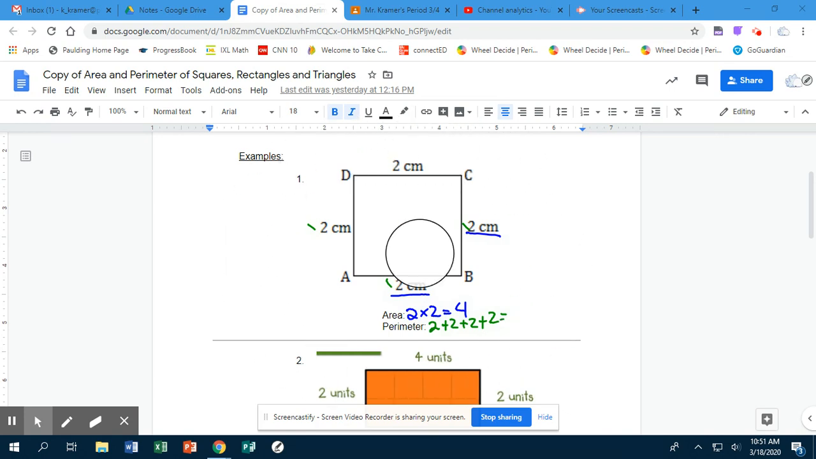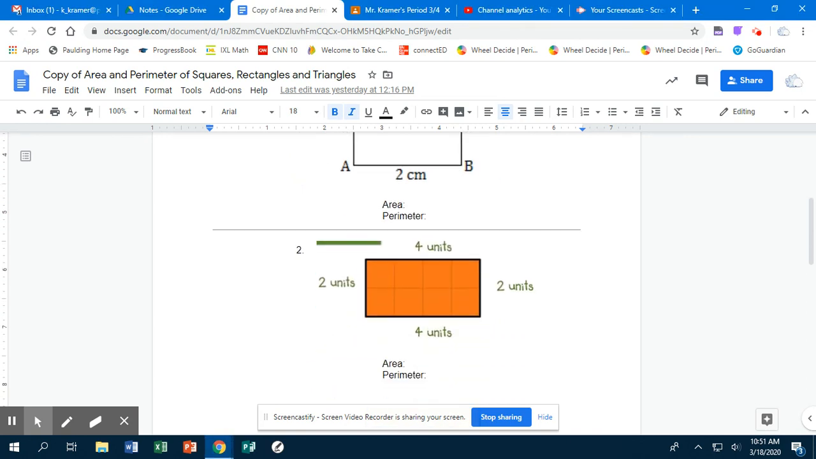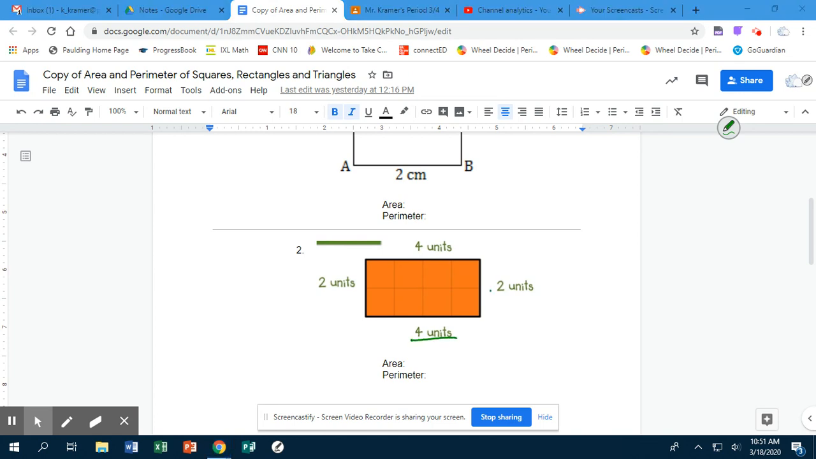We'll do the rectangle just in case anyone needs a little reminder. So we have the base is 4, the height is 2. 4 times 2, that is 8. Add up all your sides for perimeter. 4 plus 2 plus 4 plus 2. That's 6 plus 6, that's 12. We just added all the sides together.